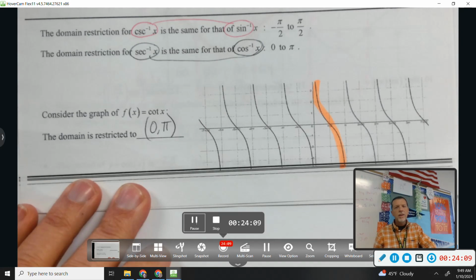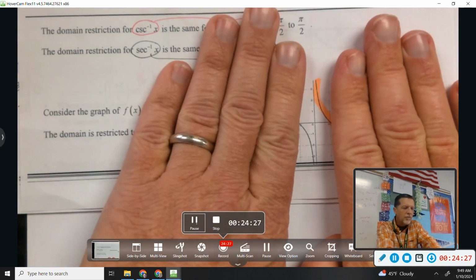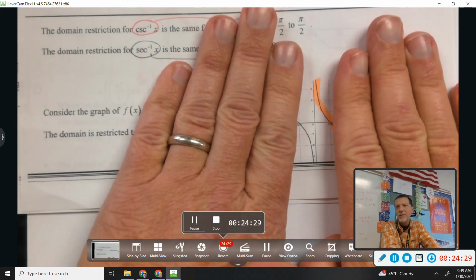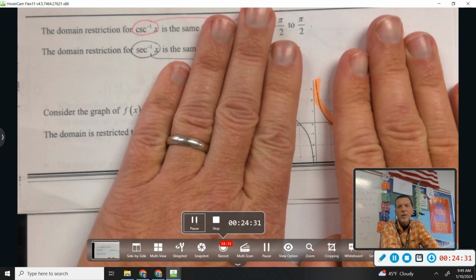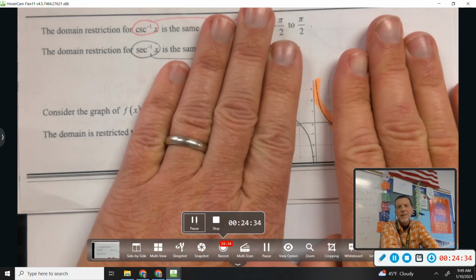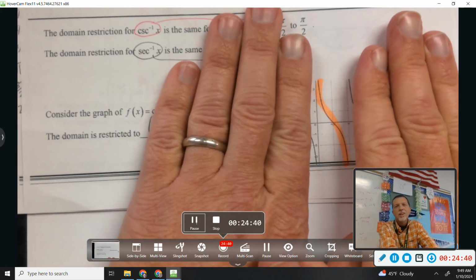So if they had kept it negative pi over 2 to pi over 2, it would still be 1 to 1, but there would be an asymptote in the middle of it, and it would be really weird. Yeah. So if you had gone negative pi over 2 to pi over 2, like tangent, that is a 1 to 1 function, but that's weird because there's an asymptote in the middle of it. So it's like, let's not deal with the asymptote. Let's go 0 to pi.